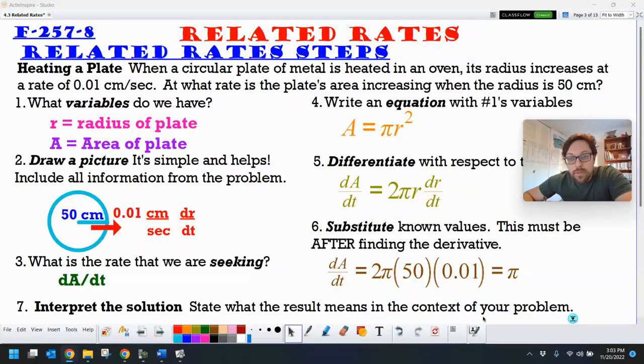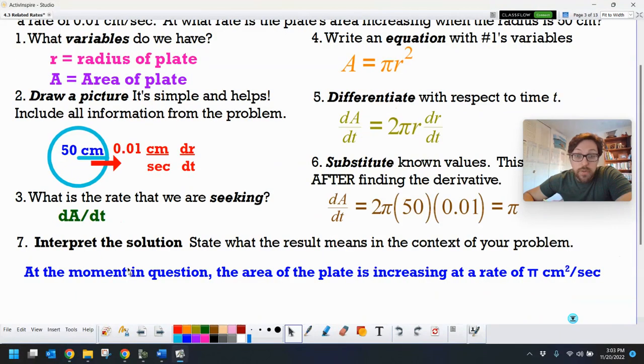It is pi. Now we need to interpret this in the context of this problem. So at the moment in question, you could also say when the radius is 50 centimeters, the area of the plate is increasing at a rate of pi centimeters squared per second. I know it's increasing because this value that I found is positive, and I know it's going to be centimeters squared because I'm talking about area, as opposed to the radius, which is a distance and would just be centimeters. So this would be the final answer to my question.